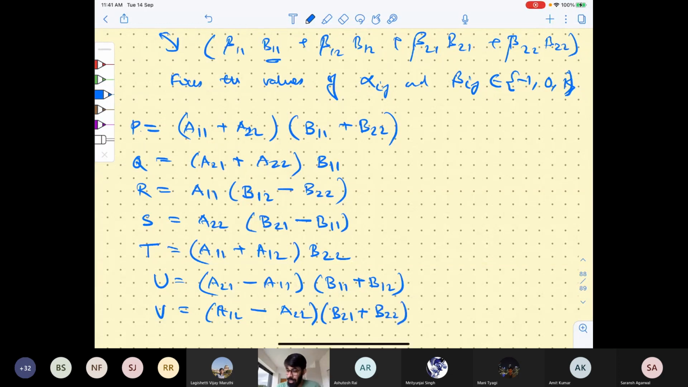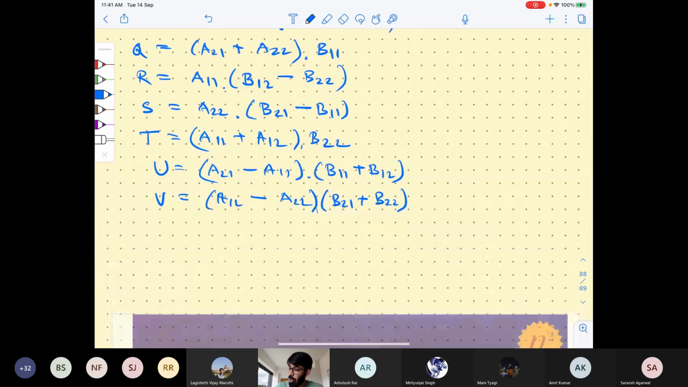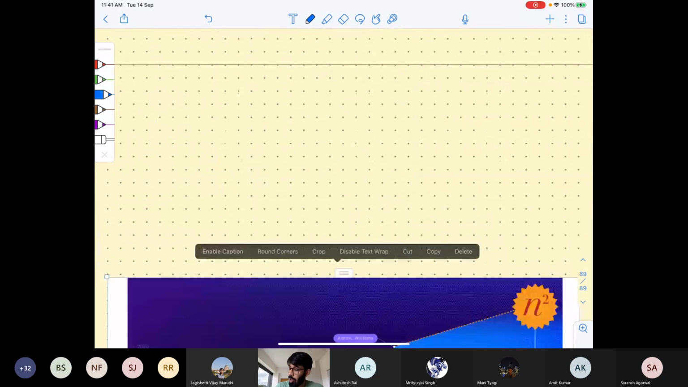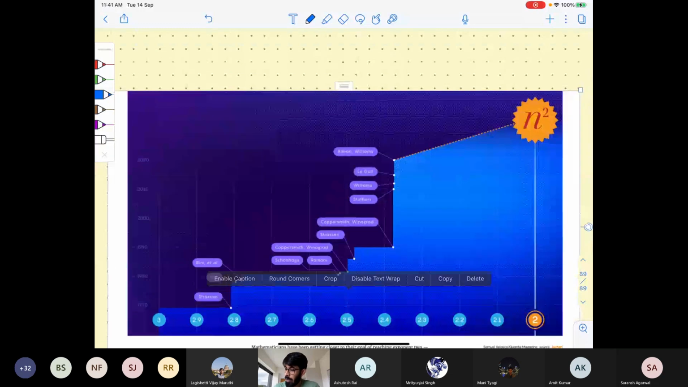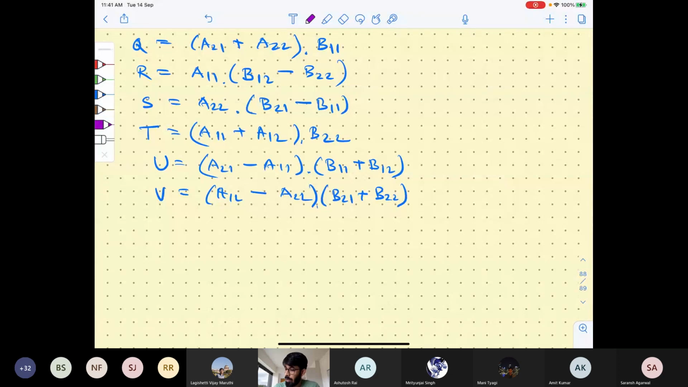So this is what he did. These are the 7 matrices that we compute, and for each of them, it will take one recursive call of the multiplication on n over 2 bits, right? And then what does he say? He says, okay, so now you want C11. C11 is going to be P plus S minus T plus V.